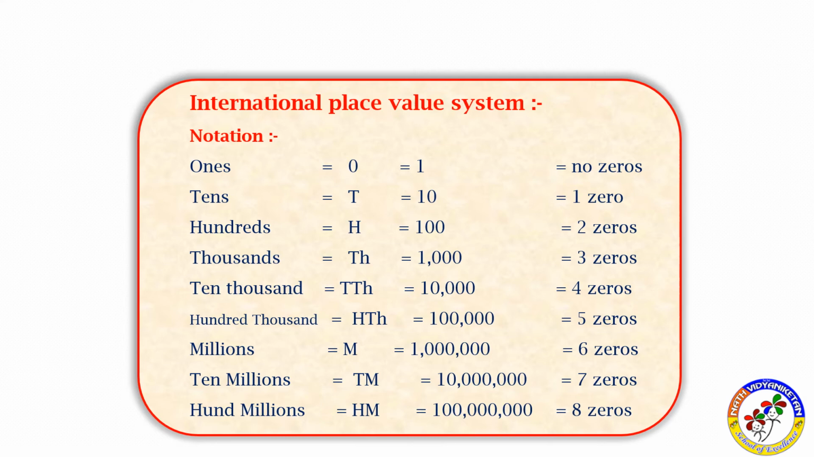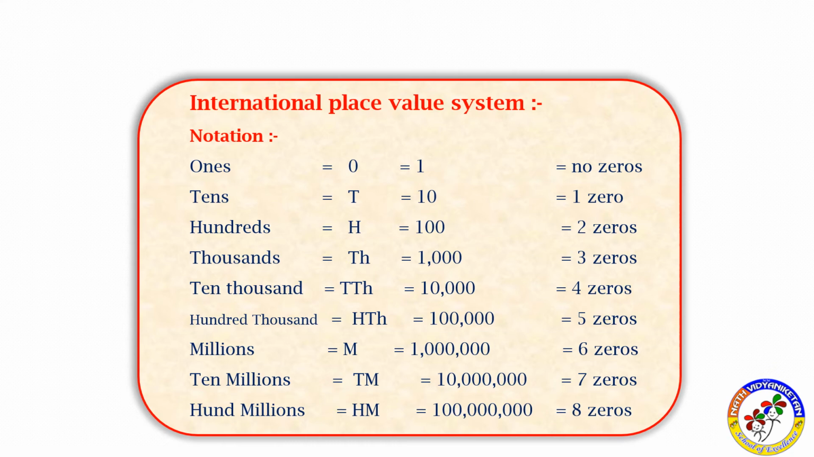And then 10,000s place can be written with 10 as T and 1000 as TH, that is TTH. Okay, 10,000 as TTH, that is 10000. So that is 4 zeros we have in 10,000. And then 100,000 is HTH. So 100 we can write as H and 1000 as TH, that is HTH. Okay, that is 100,000. In this 100,000 it is 5 zeros.